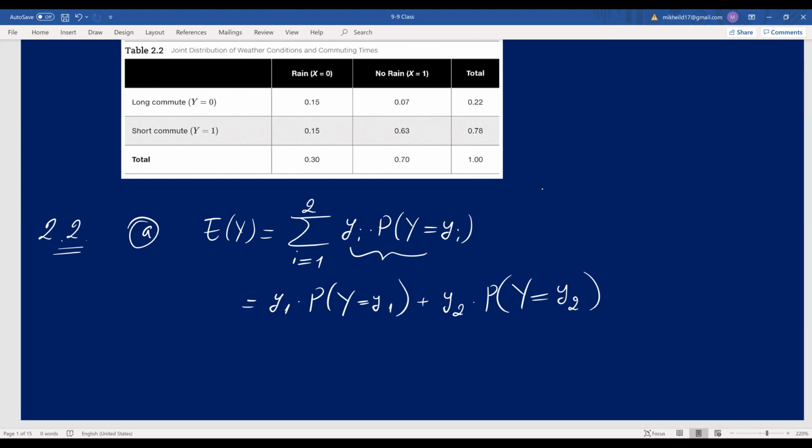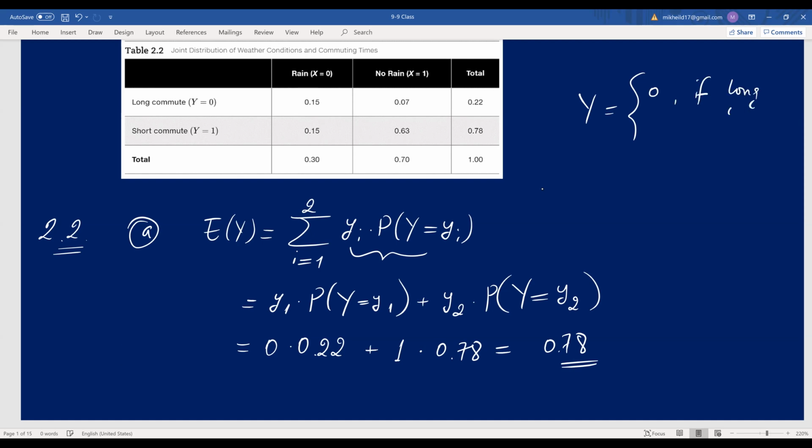And what's the first possible outcome of Y? That is 0, right? What's the probability that Y equals 0? That's 0.22. So 0 times 0.22, plus the second possible outcome of Y, which is 1, times the probability that the random variable Y equals 1, which is in this case 0.78. And then clearly you will have 0.78 here, because this is 0 times 0.22. In this case, Y takes value 0 if long commute and 1 if short commute.